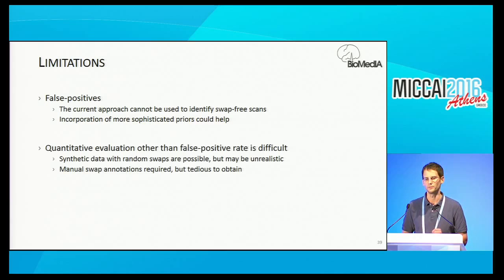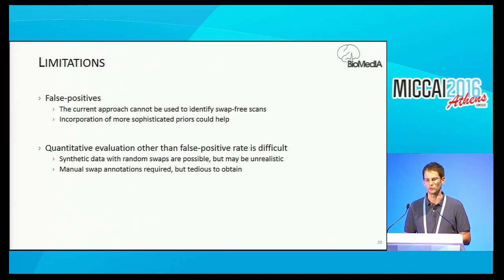It is hard to quantify any results here except for the false positive rate. Of course, one could think about using synthetic data, as also pointed out by some of the reviewers. However, random swaps are possible but might not be realistic, so it's still hard to say how good the actual algorithm is. It might be an option if we compare different algorithms, but since there is currently no other method for doing this, that might be something for future work. The same is true for manually annotating swaps, which is probably the best thing to do to get quantifications of how sensitive the algorithm is, but obviously that's tedious and time consuming and something we consider for future work.